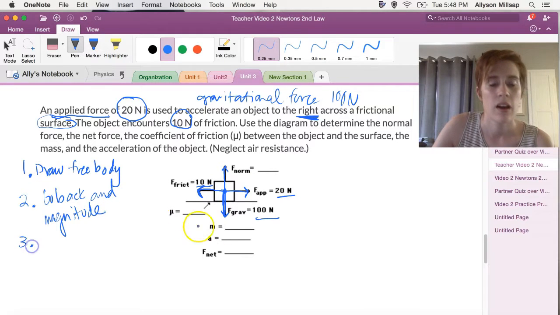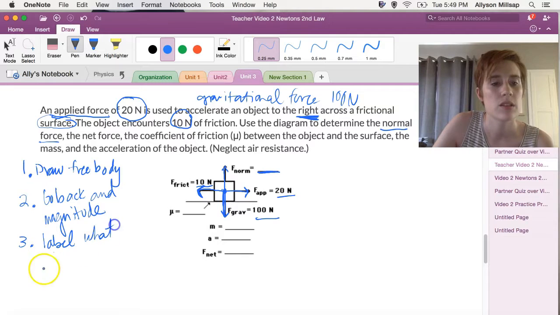Then, after you do that, I want you to label everything the question's asking you for. So this says use the diagram to determine the normal force. So we're looking for normal force, which is why I put a blank here. I forgot to write down step 3. Label what you're looking for.